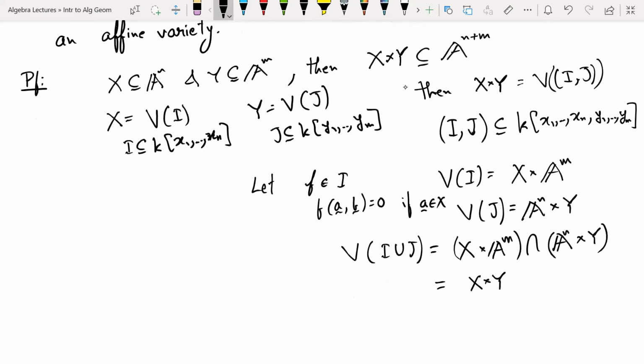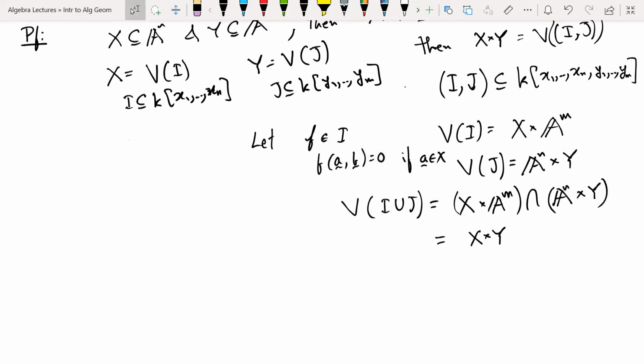It's (A, B) such that A belongs to X, and no condition on B for the first part, and this is (A, B) such that B belongs to Y. So that is the same as saying A has to belong to X and B has to belong to Y. So this is what we get. So this tells you that X cross Y is indeed an algebraic set.